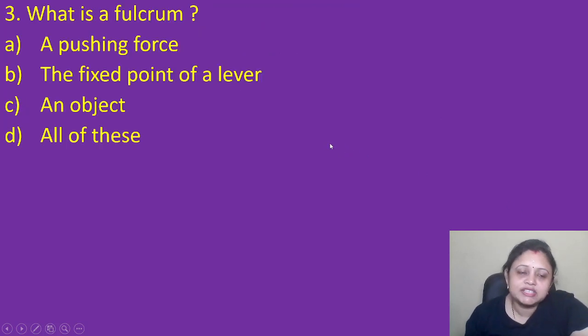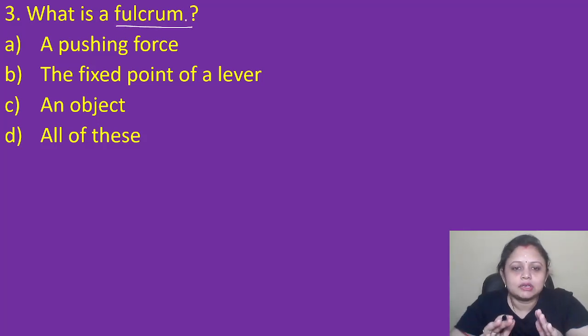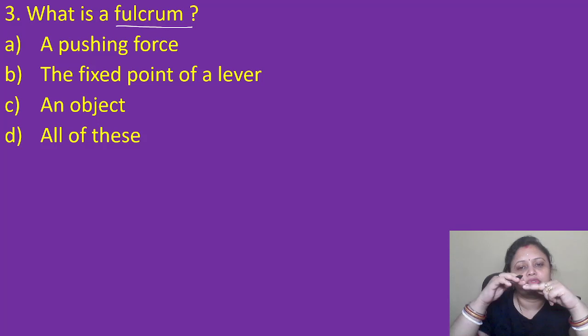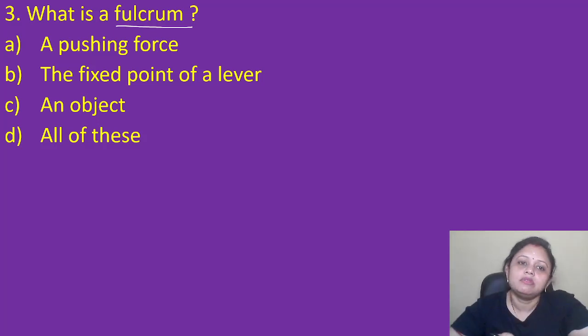Coming to the next question, what is a fulcrum? Option A, a pushing force. B, the fixed point of a lever. C, an object. D, all of these. So it is asked in the question, what is a fulcrum? So fulcrum is something that is a fixed point of a lever. The fixed point about which the lever rotates, that is the fulcrum. Okay, so here the correct answer is option B.